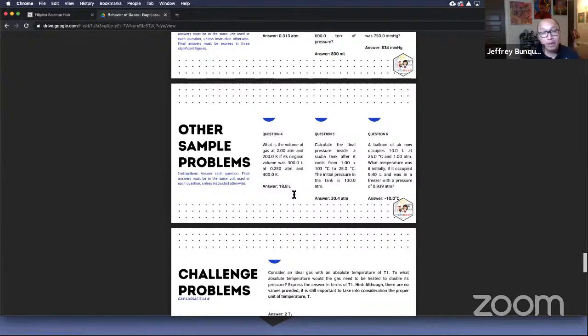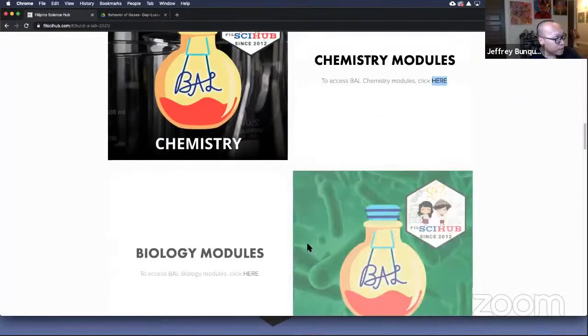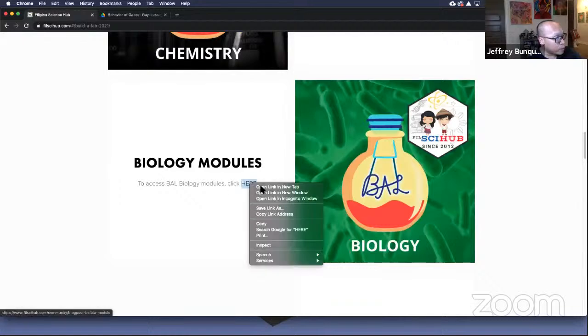So again, ito po yung kompleto. Bukod sa meron kayong parang lecture part or teaching part, meron rin po ditong mga sets of questions and answers na pwede nyo gamitin para mapag-practicean ng inyong mga estudyante. So like I said, we have that for chemistry. We also have that for biology. So hindi lang po tayo nagfo-focus sa isang subject dito.